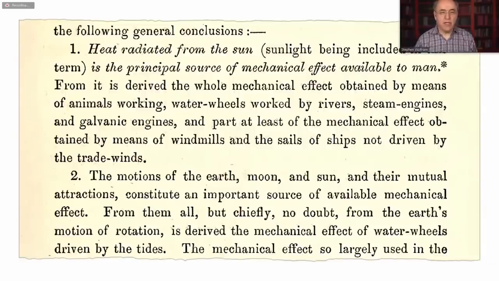he talks about heat radiated from the sun, sunlight being included in this term, is the principal source of mechanical effect available to man. From it is derived the whole mechanical effect obtained by means of animals working, water wheels worked by rivers, steam engines, and galvanic engines, that's electrical, and part at least of the mechanical effect obtained by means of windmills and the sails of ships not driven by the trade winds. He talks about the motions of the Earth, Moon, and Sun and their mutual attractions constituting an important source of available mechanical effect. From them all, but chiefly, no doubt, from the Earth's rotation and motion is derived the mechanical effect of water wheels driven by the tides and so on.